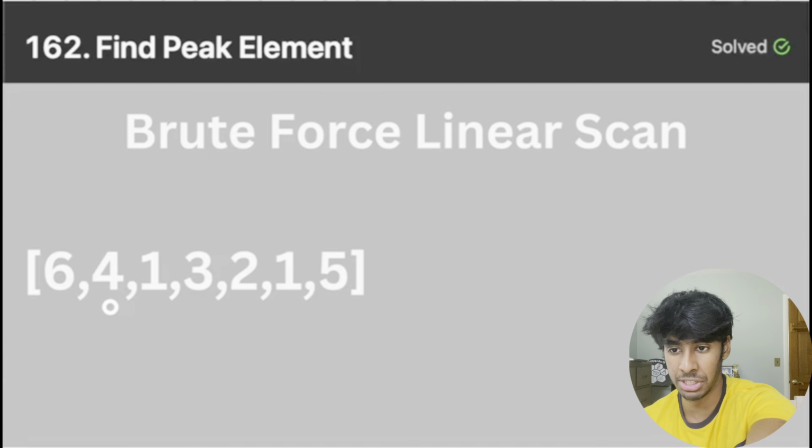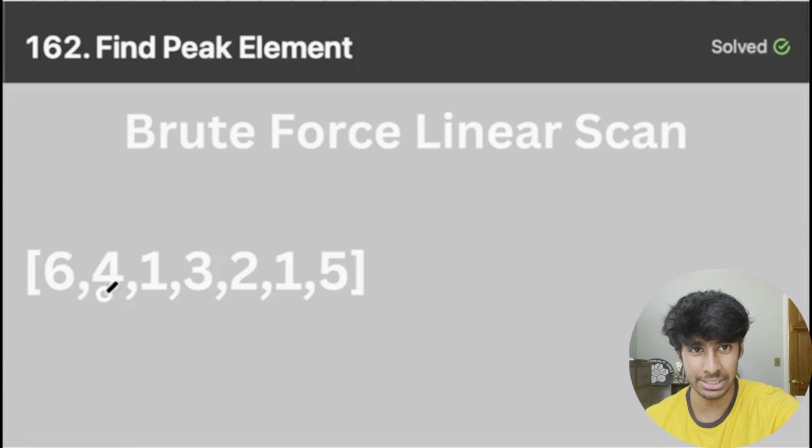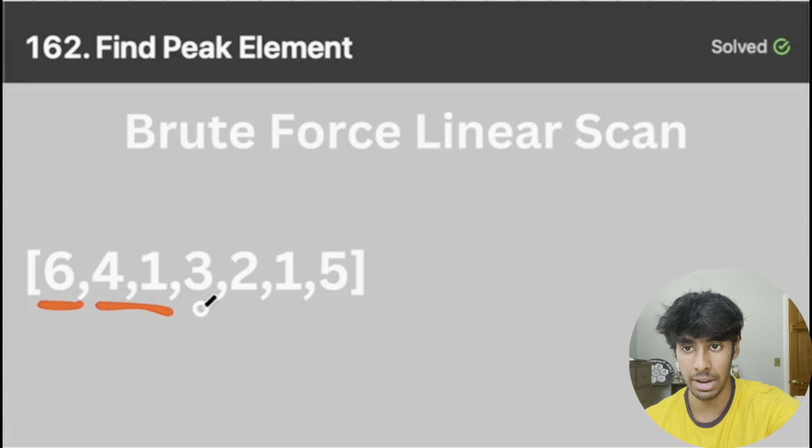But assuming that wasn't a peak element, we would then go to the next element and then check if it's larger than its predecessor or larger than the next element in the array. And then we keep doing this scan from left to right, checking each individual element until we find one, let's just say here, which is bigger than both of its neighbors. And then we would be done.